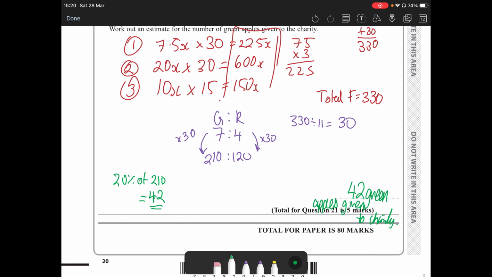Is that right? Please be right. I don't want to do this again. I'm hoping on 42. I'm waiting for my laptop to load up the mark scheme. Please be right. 42 is correct, check complete. That was a nasty one.